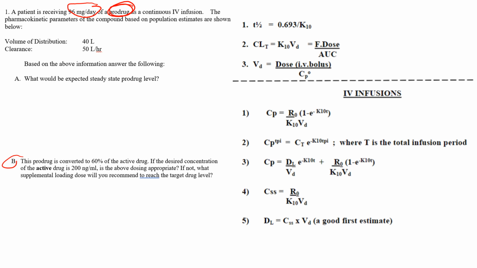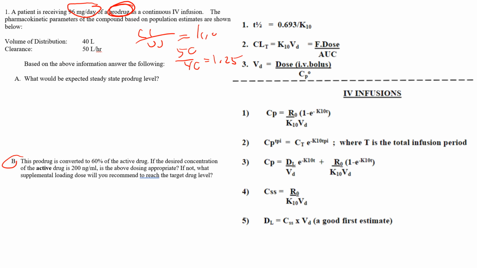But if you remember, clearance over VD is equal to K10. So if we have 50 over 40, our K10 is 1.25. And you might be thinking, Ryan, that's really high. Yeah, I didn't really check these numbers before I went into this. So anyways, we have that.